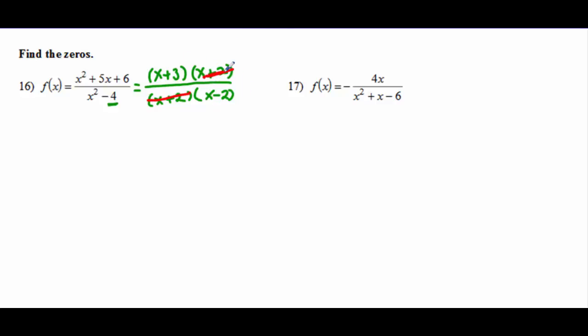There's a hole at negative 2 and an x-intercept at x plus 3 equals 0, which means there is an x-intercept at x equals negative 3.